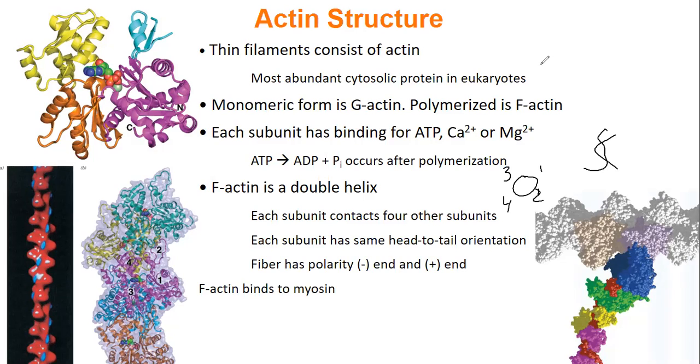How does the pattern repeat if only one side binds to myosin? So F-actin binds to myosin. It's not that the plus end or the minus end binds to actin. It's that when actin's in the fibrous form, myosin binds to that. Myosin doesn't really bind to G-actin. I don't know if that answered your question.